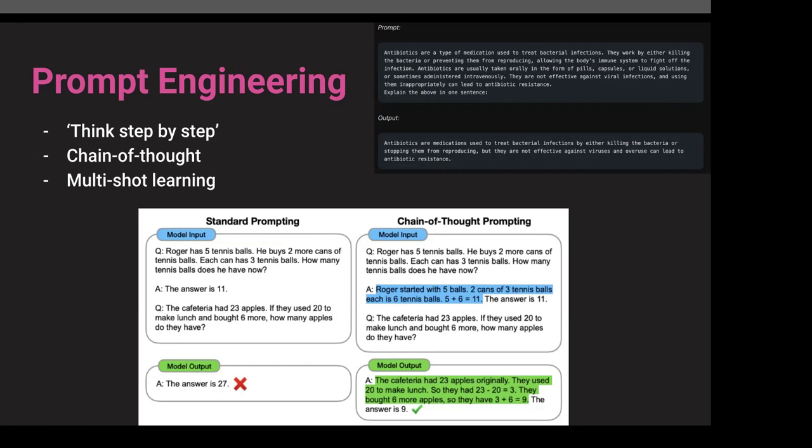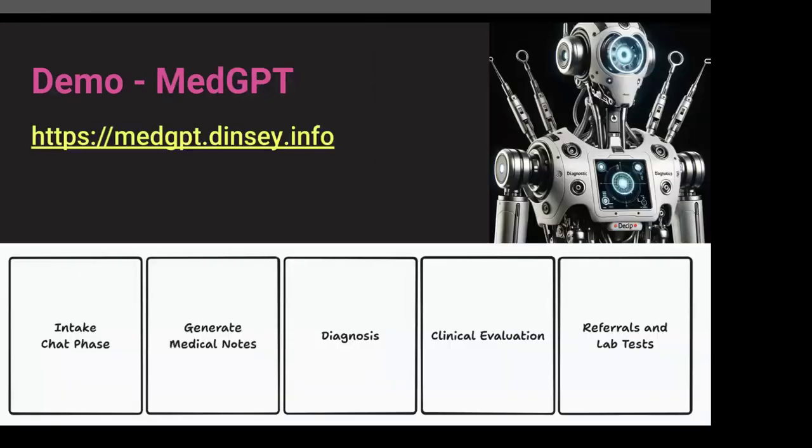Things like multi-shot learning mean that you not only ask it to do something, but you give it examples. This one here is an example of that. So you give it a question, then you give it an answer, then you give it another question, and this time it's able to actually get the right answer. We're just starting to learn all of this stuff, and the whole world's learning along with us at the same time. So it's a very, very fascinating time.